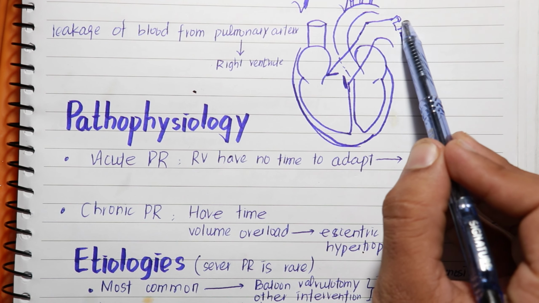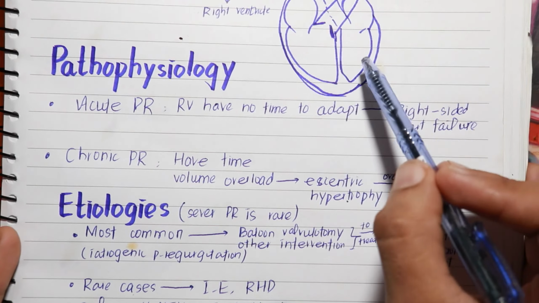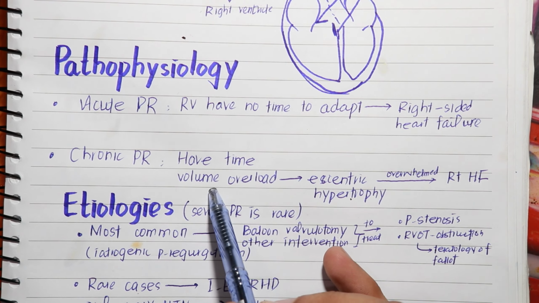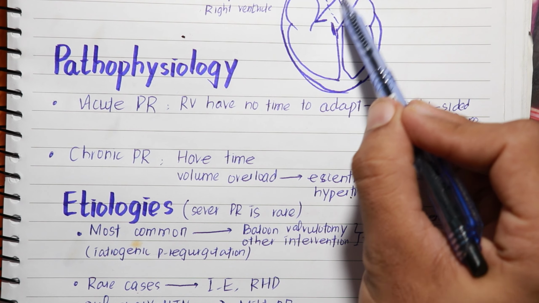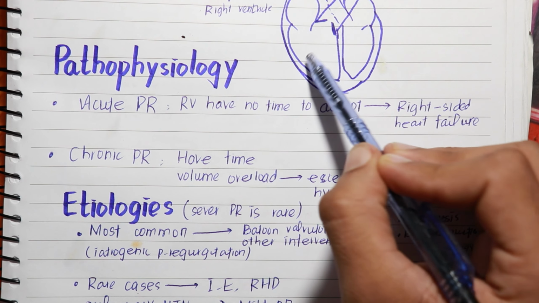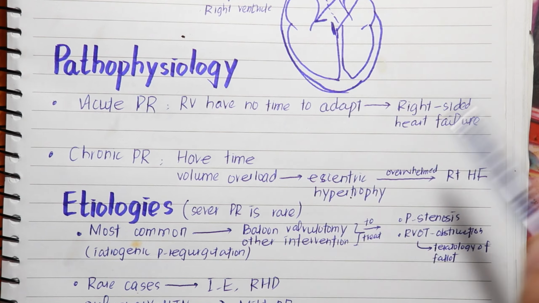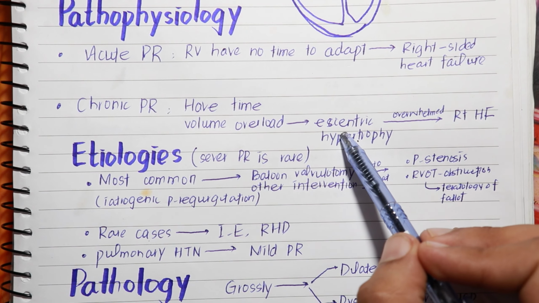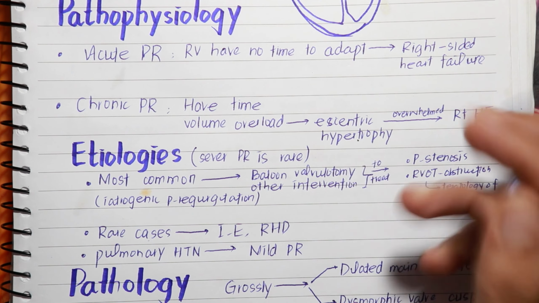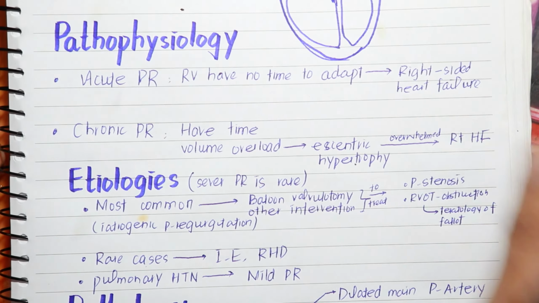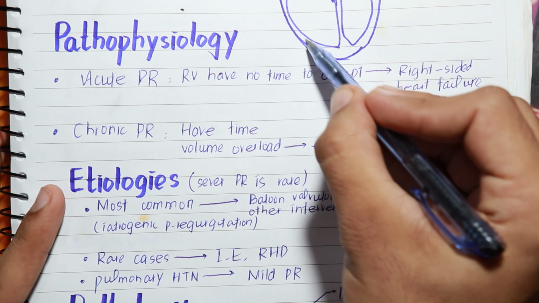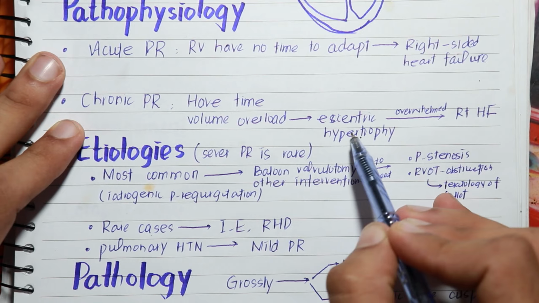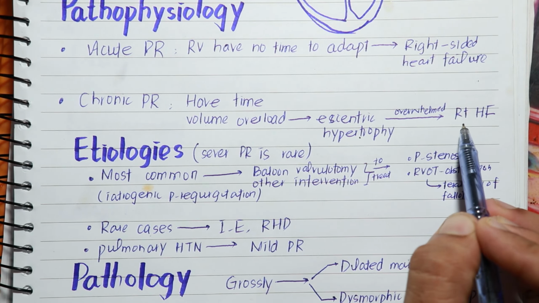In case of chronic pulmonic regurgitation, if there is regurgitation from here, in case of chronic it has time. Volume overload means blood came back from the pulmonic artery into the right ventricle and there is more volume now in this right ventricle. There would be eccentric hypertrophy. We know that there are two types of hypertrophy, either eccentric or concentric. Concentric means more muscle mass of the heart wall, but eccentric means it is thin but the volume is more. It is spread like this. So given time, volume overload and eccentric hypertrophy go to right heart failure.